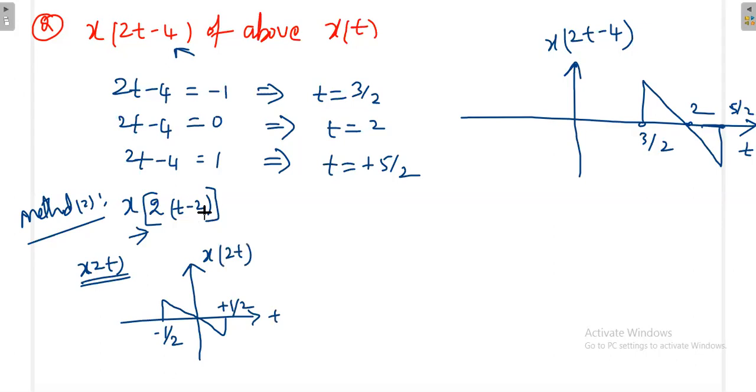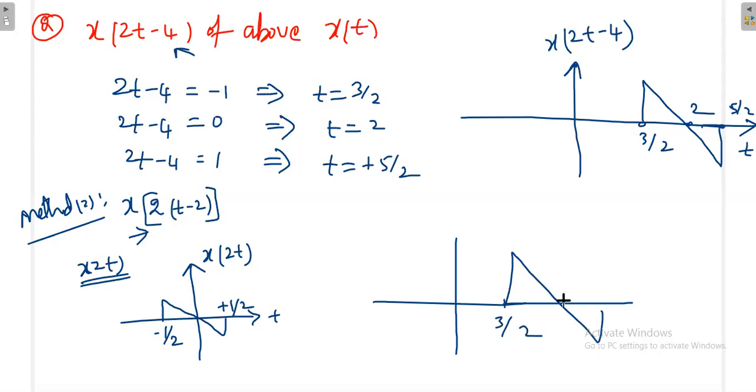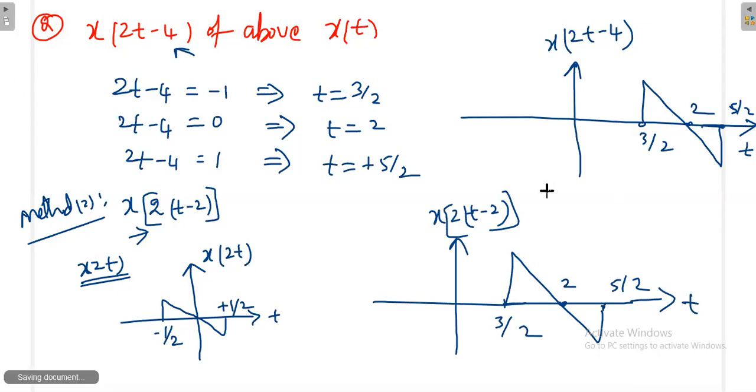Now you have to apply the shifting. You have to shift your signal towards the right by 2 units. That means -1 by 2 plus 2 goes to 3 by 2, 0 plus 2 is 2, and then this will go to 5 by 2. Again this is x of 2 times t minus 2. See, here also you are getting the same answer, because the method is different, but the answer is always the same.